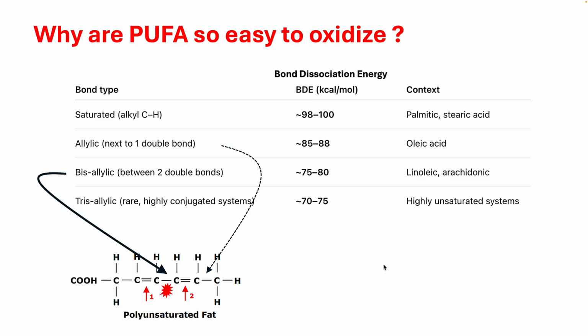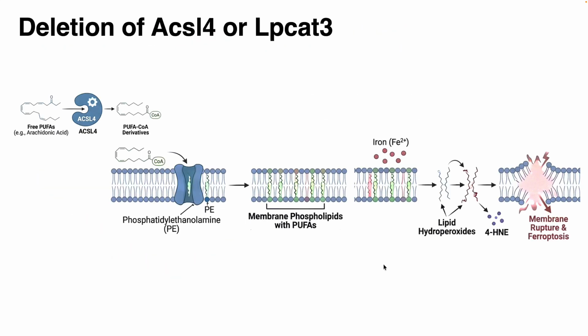More double bonds means more weak points and higher overall susceptibility. So, does it mean that decreasing the number of double bonds in a cell membrane protects you from ferroptosis? And the answer seems to be yes. Cells actively incorporate PUFA into their membrane via enzymes like ACSL4 and LPCAT3. These enzymes enrich the bilipid layer with PUFA, which is used in arachidonic acid and eicosanoid pathways, which are essential for inflammation and signaling. Interestingly, if you knock these out in animal models, you do observe some resistance to ferroptosis.